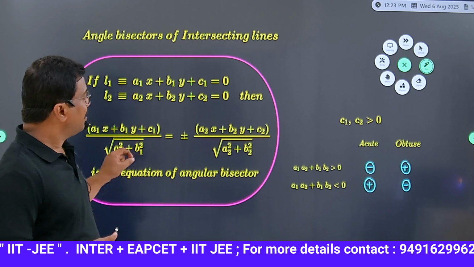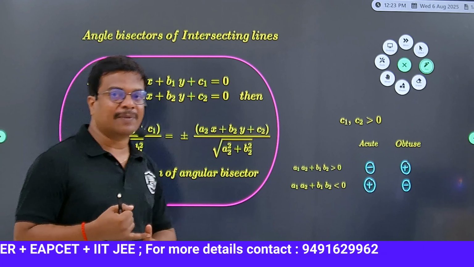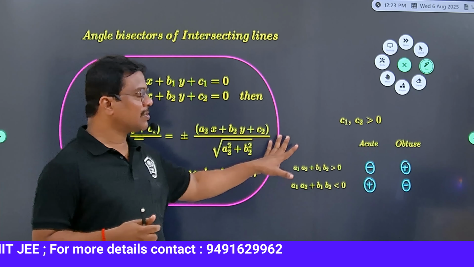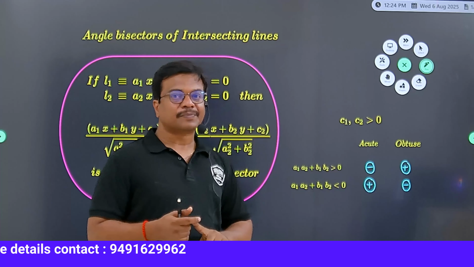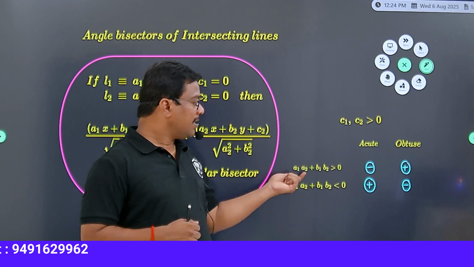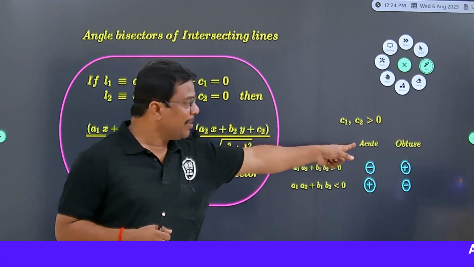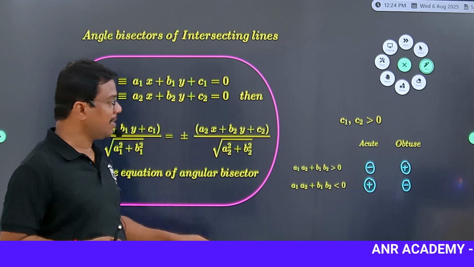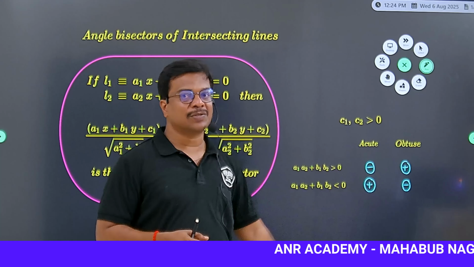And to find the angular bisectors, particularly acute angular bisector and obtuse angular bisector, we follow the procedure. First you have to make C1, C2 positive. After that, suppose A1A2 plus B1B2 is positive. To get the acute angular bisector, in this formula you have to use the negative sign. And for the obtuse angular bisector, you have to use the positive sign.